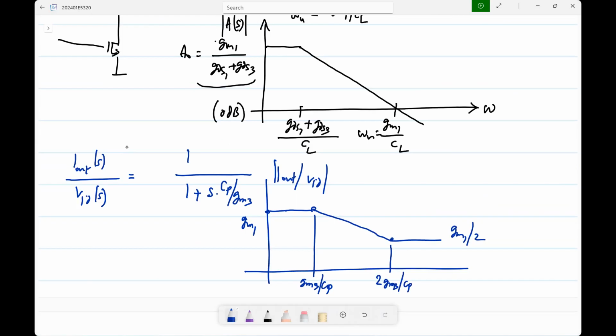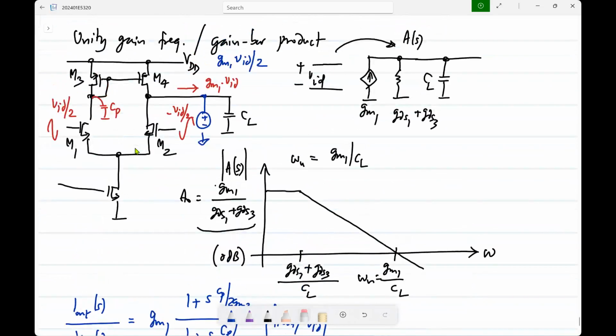Again, these are the things you should try and do so that you first of all can do sanity checks and you can write down the answers quickly and so on. So this is the form of the transfer function, and what should be outside? GM1. Because then at low frequencies you just have GM1. At very high frequencies you have GM1 by 2.